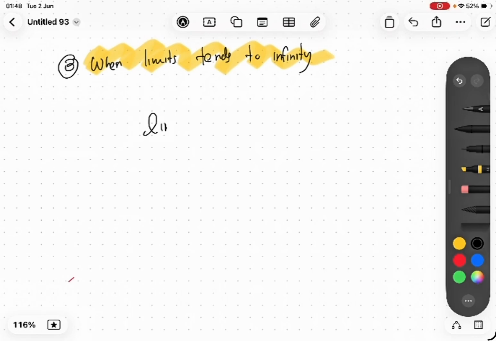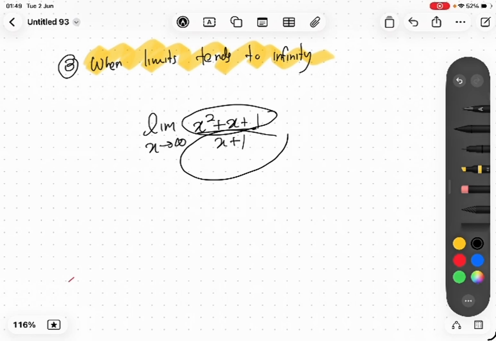Limits of x squared plus x plus 1 over x plus 1 when x tends to infinity. Can you see, when you substitute infinity, the numerator and denominator both become infinity. So infinity over infinity is not defined. So we can't go with that method.